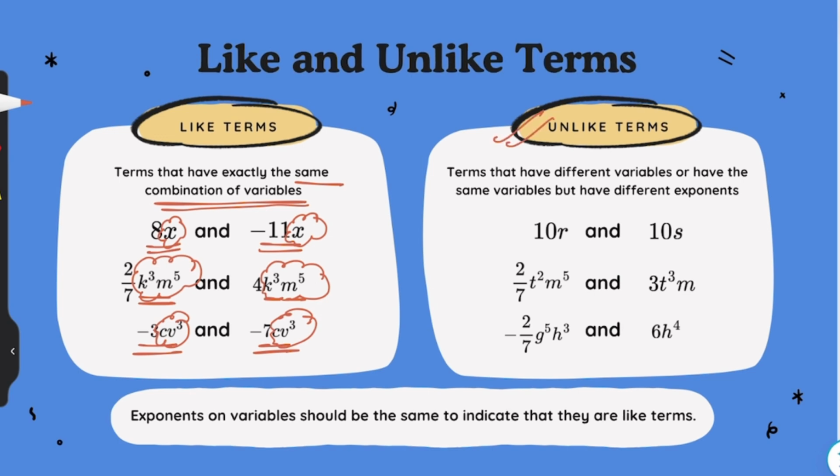Unlike terms are the terms consisting of different variables, like r and s, t square m to the power 5 and t cube m, g to the power 5 h cube and h to the power 4, or x and y. These are unlike terms. Why? Because the variable is different. Variable is different means this x can take a value from 0 to 5, while this y doesn't have the limitation to take a value from 0 to 5, or exactly what x is taking. It can take a value from 5 to 10. Right? So, x and y. If the variable is different, then the terms will be unlike. Clear?